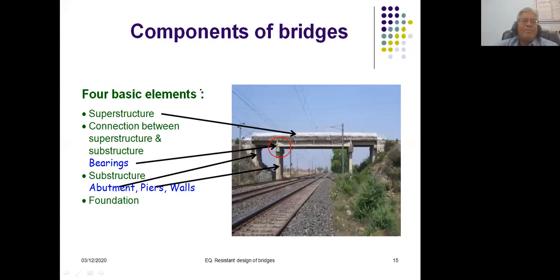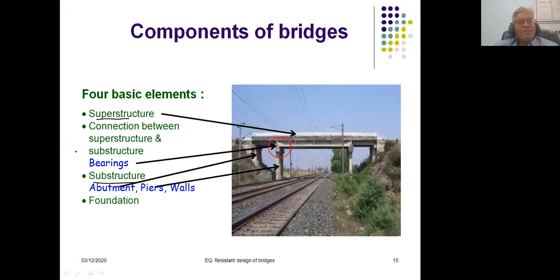Basically, in bridges, the important part is the superstructure, because it directly receives the load. The vehicles will pass through this. So that is why the superstructure is the part receiving the loads. Then the substructure supports the superstructure. Most of the time it is a vertical element, just like a column in buildings, on which the superstructure is resting.